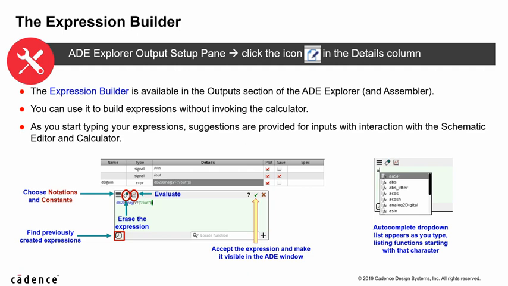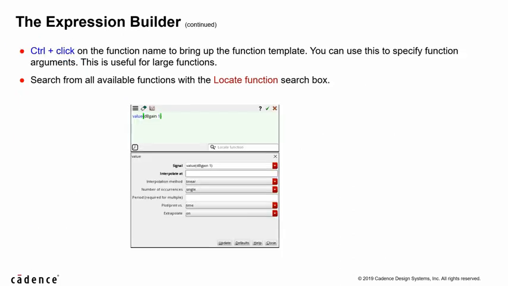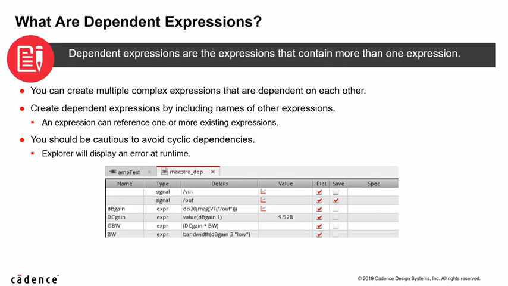Let's continue on the next slide. For larger functions, you can press the control button on your keyboard and click with your mouse on the function name to bring up the function template. You can use this to specify function arguments. You can also use the search capability to search from all the available functions, and you can use that to create your own expressions. You can create dependent expressions using the expression editor or calculator.